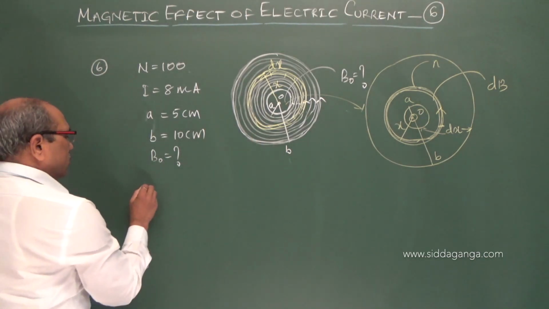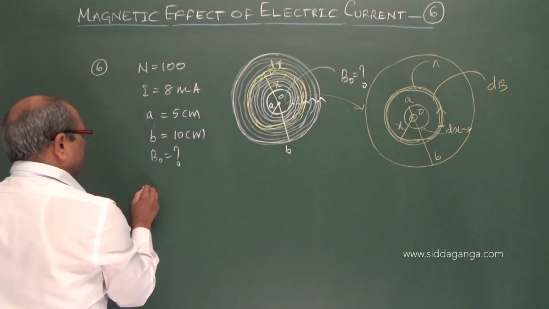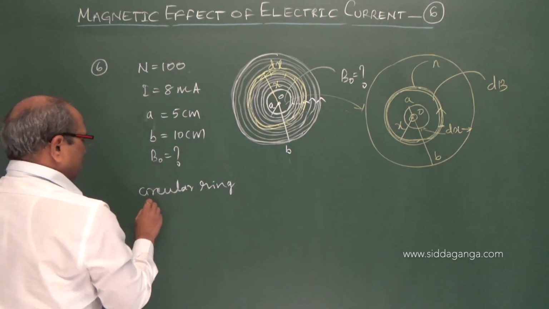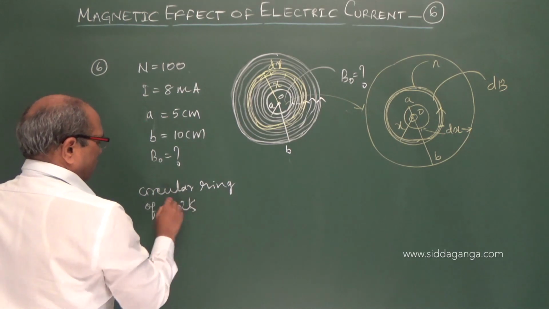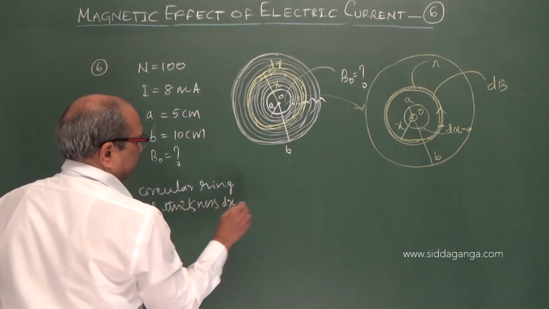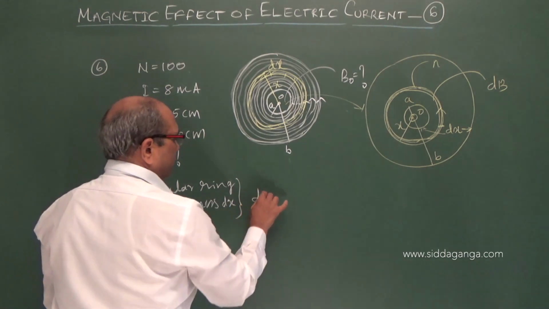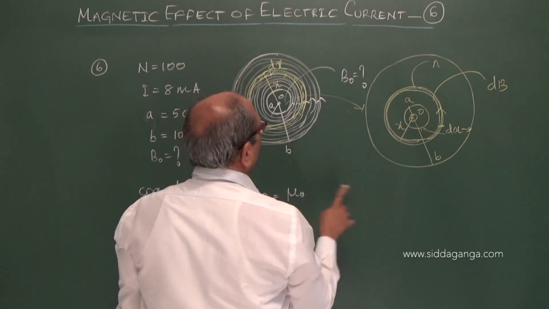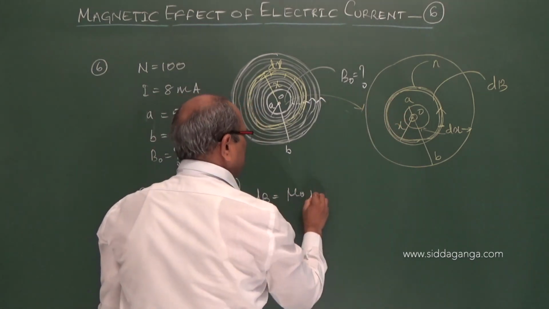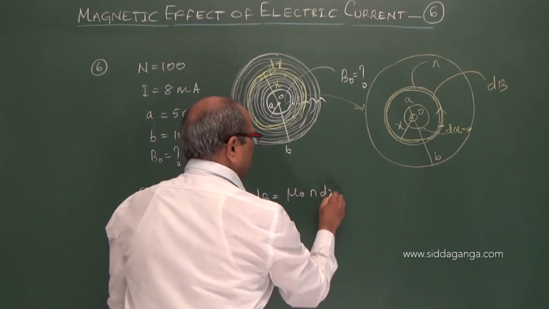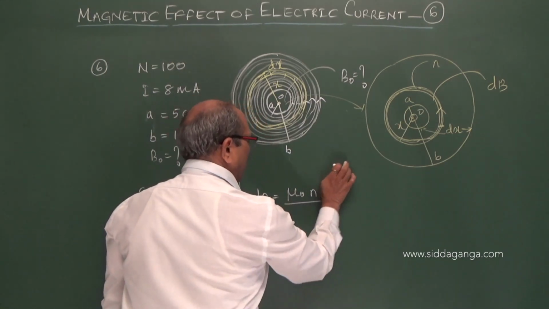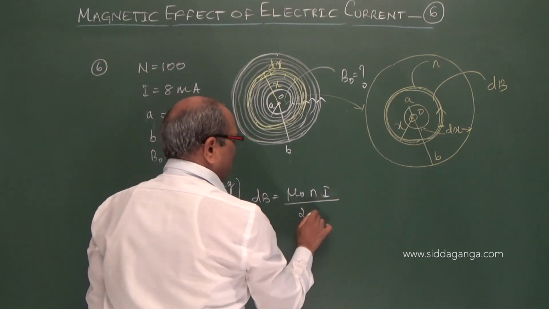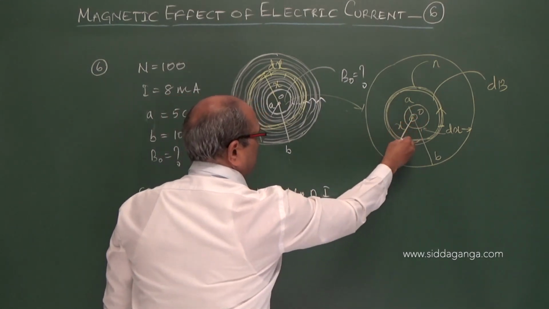So by a circular ring of thickness dx, what is the magnetic field? You want mu naught, number of turns I do not know. Here I have to calculate as n into dx, mu naught n i, current that is flowing, mu naught n i by 2r. 2r is this distance, as x.